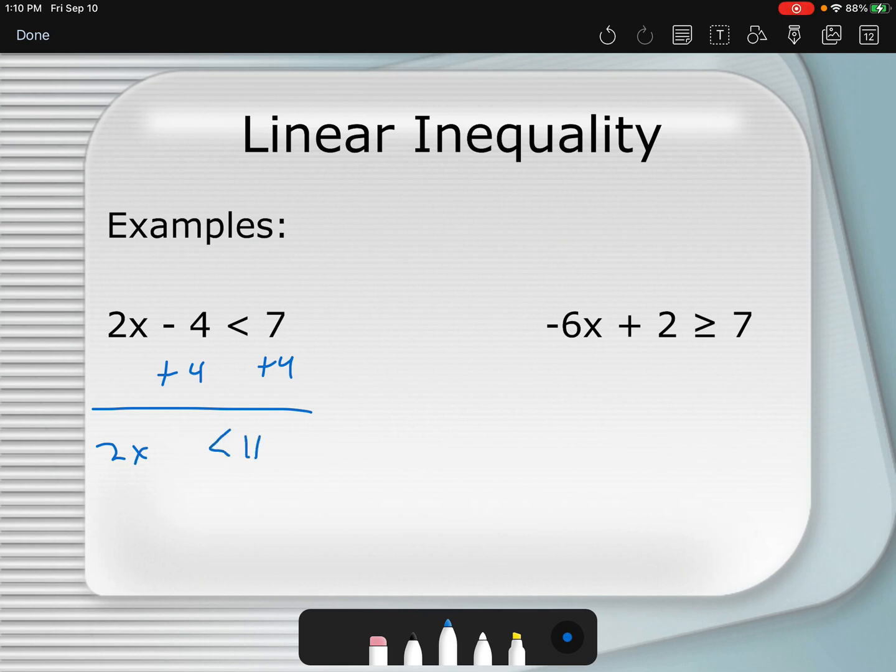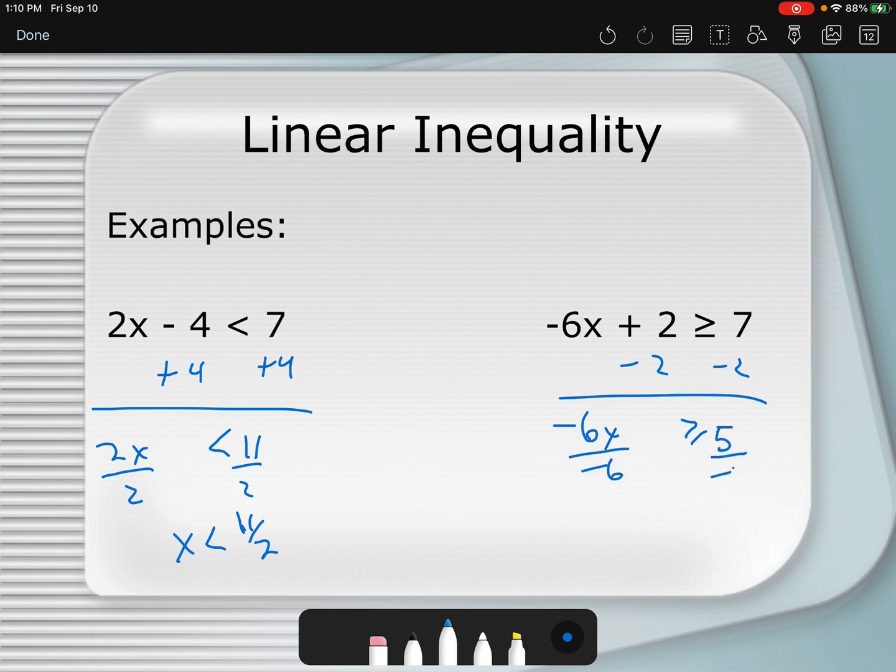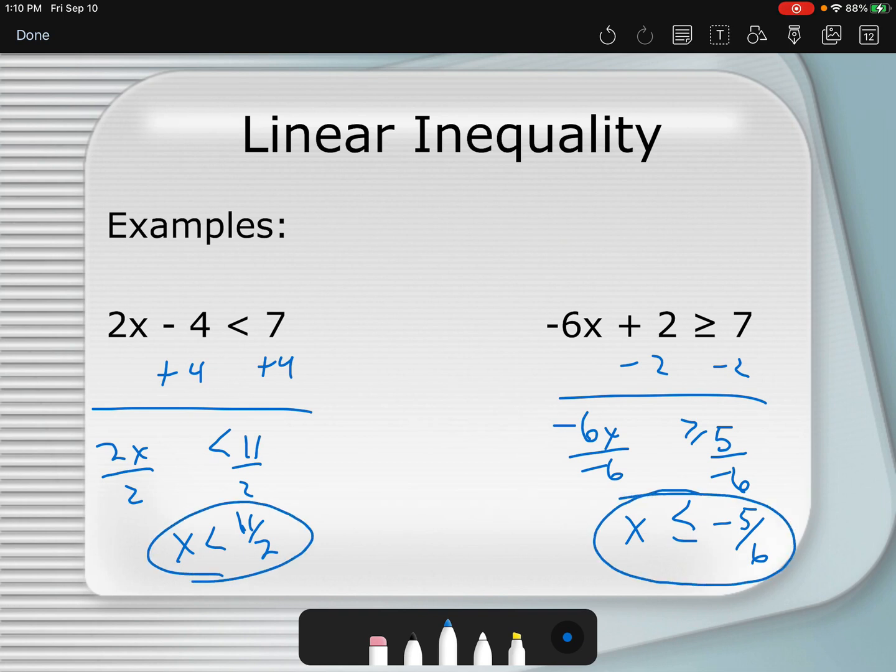x is less than 11 halves, or 5.5. Divide by negative 6. We have to flip the sign because we're dividing by a negative. So we get x is less than 11 halves, or x is less than or equal to negative 5/6 on the other inequality.